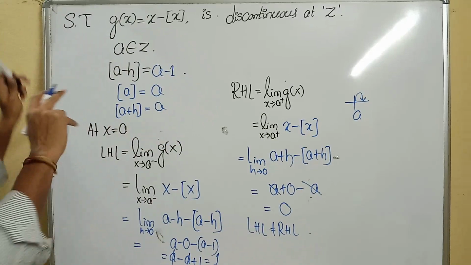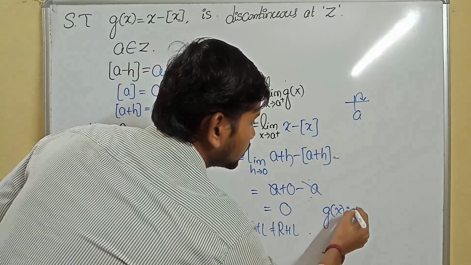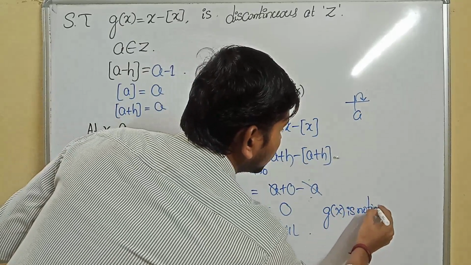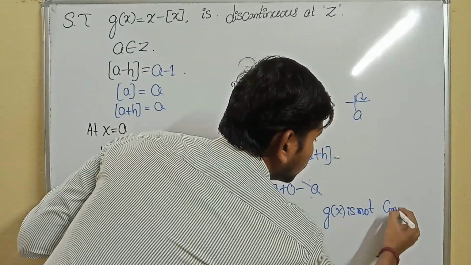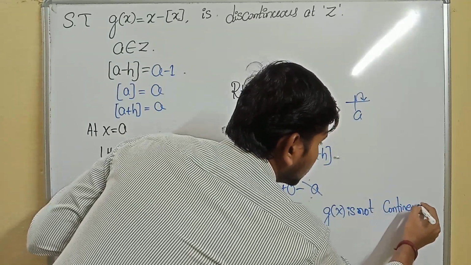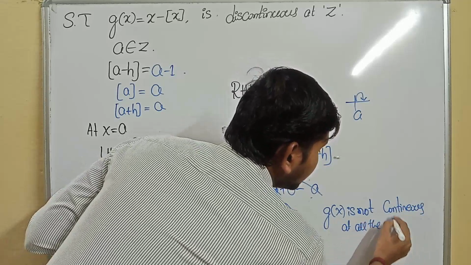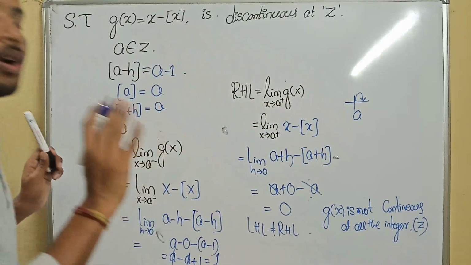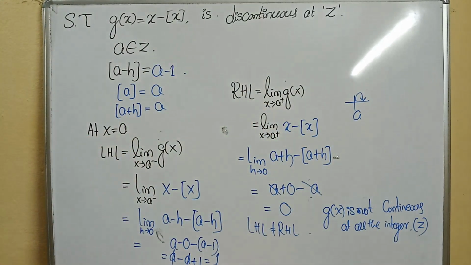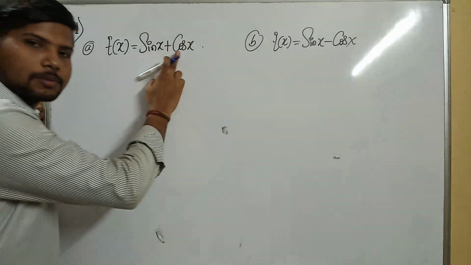Okay, means the given function g of x is not continuous at all the integers, in bracket, for all z. The given function is not continuous. Observe the next one. Here f of x equal to sin x plus cos x.